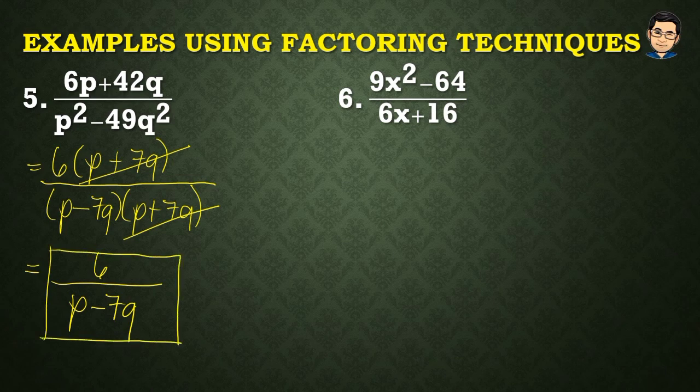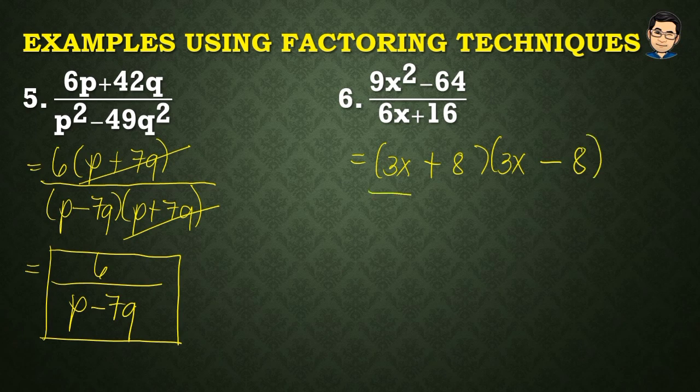Next, 9x squared minus 64 all over 6x plus 16. So, using factoring difference of two squares, so 9x squared minus 64, so the square root of 9x squared, that is 3x. So, sulat lang po natin, dalawang nakaparenthesis, 3x. And then, yung isa plus, yung isa minus. Now, the square root of 64 is 8. So, sulat lang po natin yung 8.